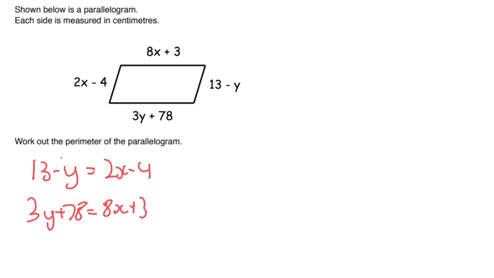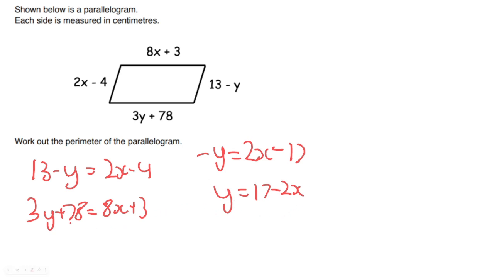Here I think the easiest method would be to make y on its own in this first equation and then substitute that into the second equation. So to do that, I would first have to minus 13 from both sides to get minus y equals 2x minus 4 minus 13, which would be negative 17. Then I have to multiply both sides by negative 1 to get rid of the negative y and keep it as just y. And then I can write this as 17 minus 2x. So there I have my y.